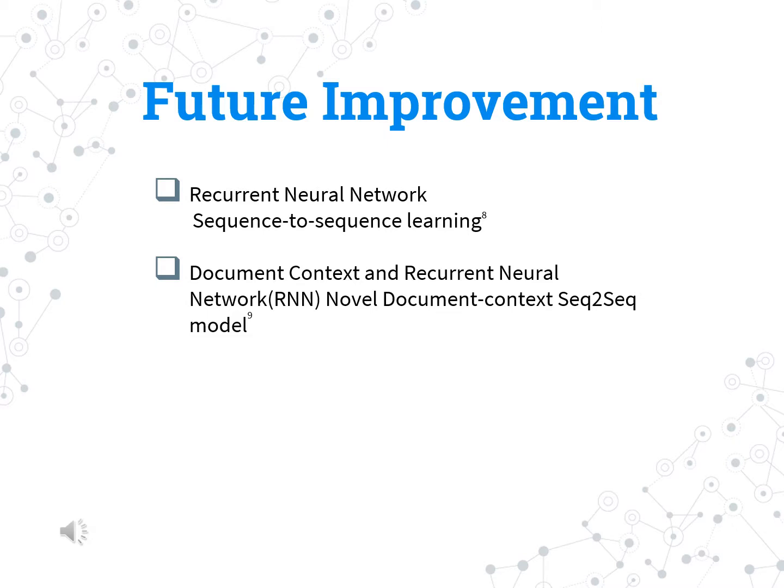The major future improvement is using neural networks. Sequence-to-sequence learning abstractive summarization has much better performance than extractive summarization, and document context and recurrent neural networks, such as the novel document context sequence-to-sequence model, even have better ROUGE results than Google sequence-to-sequence. And this text summarization tool is extendable. It is easy to add state-of-the-art summarization approaches.